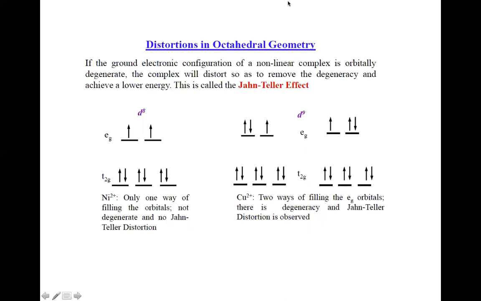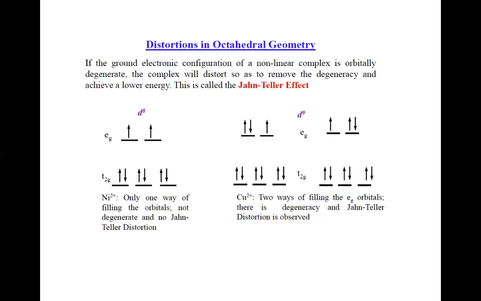That means for a nonlinear complex, we can take the example of an octahedral complex. The complex will undergo distortion, or it will distort itself to remove the degeneracy which was initially present within the complex, to lower the energy of the complex. This is what the Jahn-Teller effect, or Jahn-Teller theorem, states.